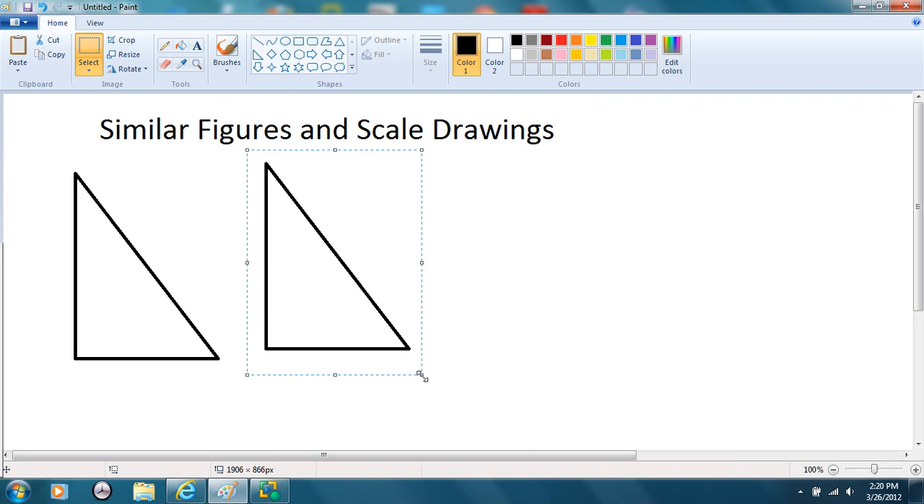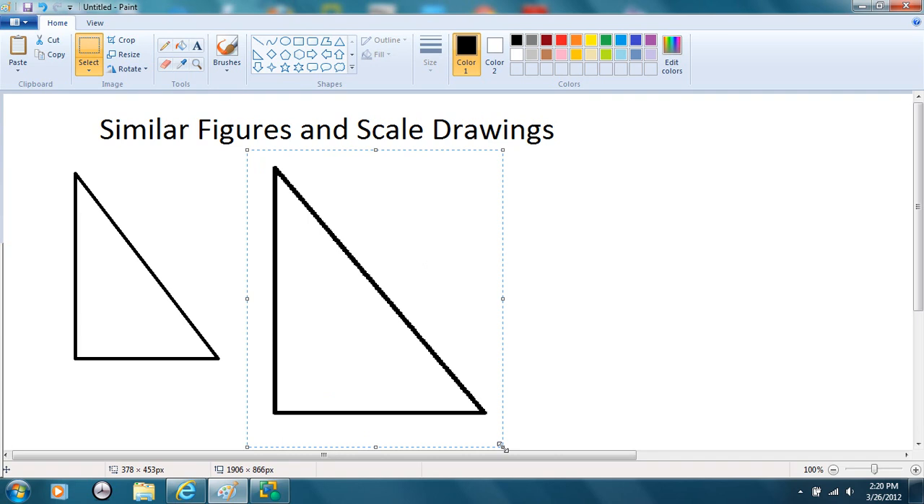What I'm going to do is take it by a corner, because when I take something by a corner in a drawing program, it enlarges it all sides proportionately, we say. So I'm going to do this and just stretch this thing out, and so it's a lot bigger. So now we call these two triangles, they're not congruent anymore, but they are similar. I'm going to do some sketching here.